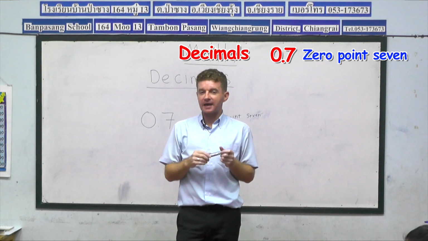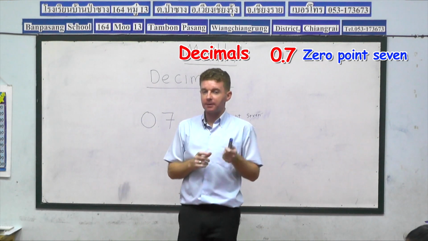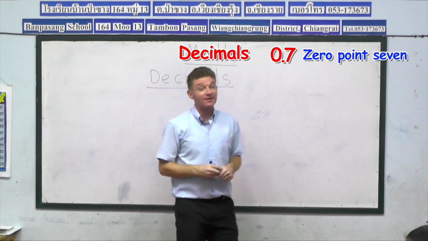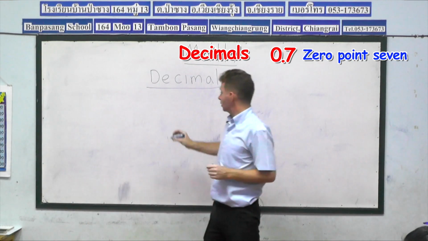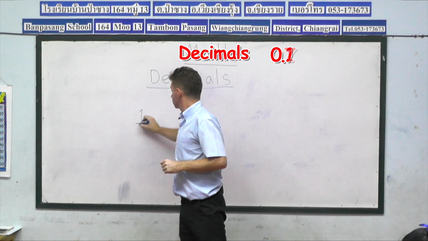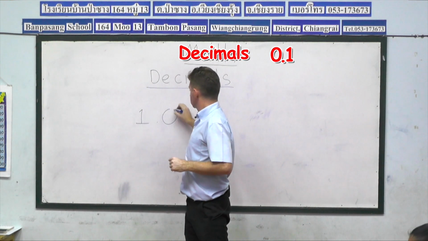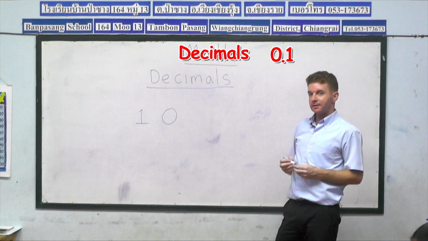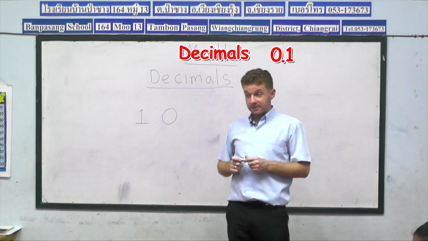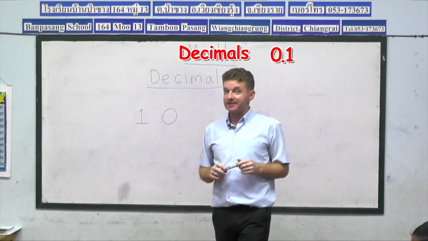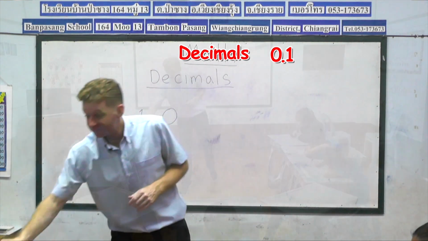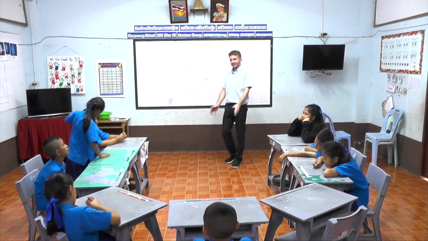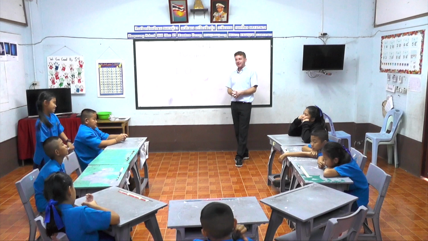Let's do one more together. And this one's a little bit trickier, but let's see if our students can remember. This time we're going to write our decimal number based on a whole. So what can you see, guys? 1.0. Yes. So now let's see how we can write this decimal in word form. And now the pen is with Pak Bung. So Pak Bung, come and join me at the front of class.